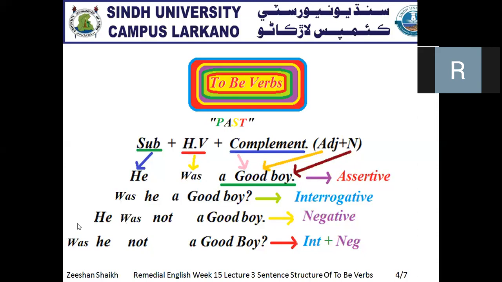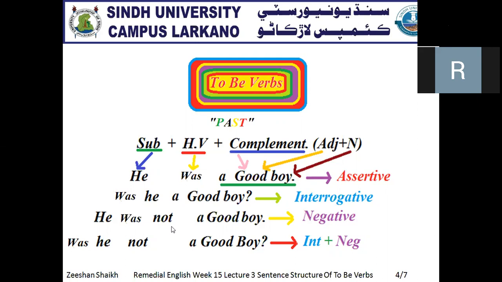Clear? Whenever we make this sentence interrogative, the was comes first. This helping verb was comes first, then the subject he, then the complement. Clear? Was he a good boy? So this becomes an interrogative sentence.